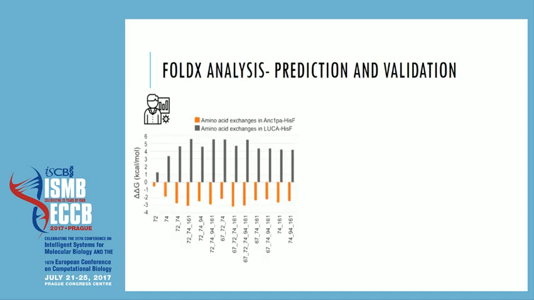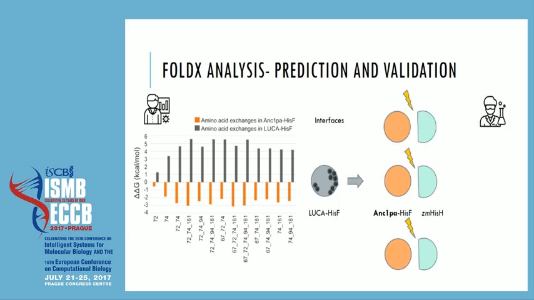And here now, the best scoring positions are shown, which have the most stabilizing effect when mutating these positions in ENC1-PAS-F, and the most destabilizing effect when mutating these positions in Lucas-F. And here you see these combinations of mutations. Within these mutations, positions 72 and 74 are overrepresented, so we looked at them biochemically again.